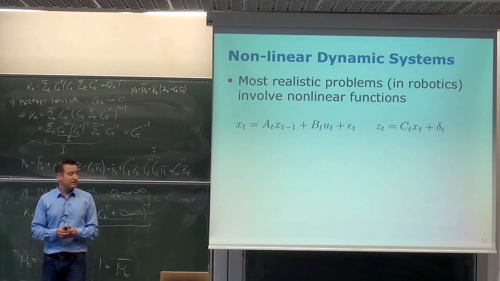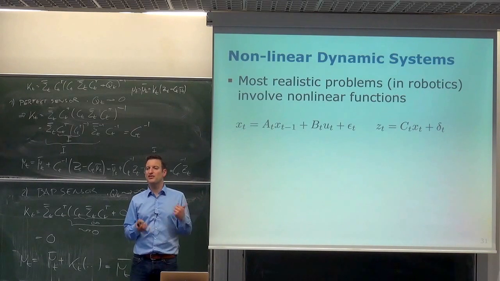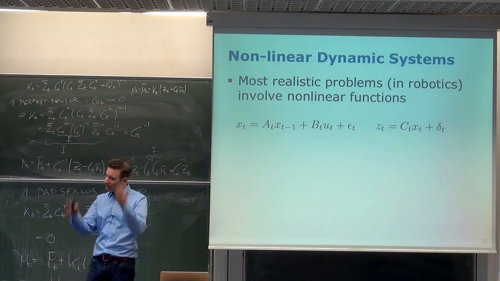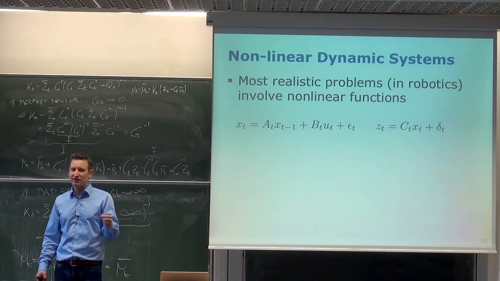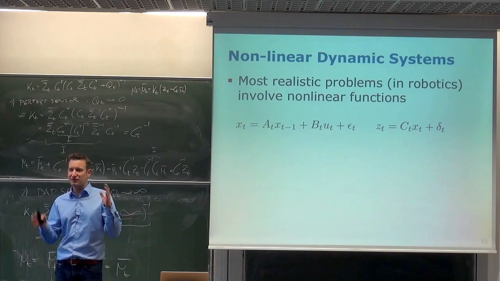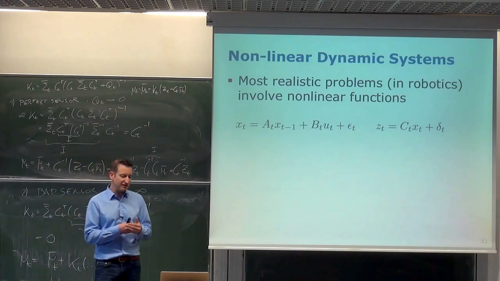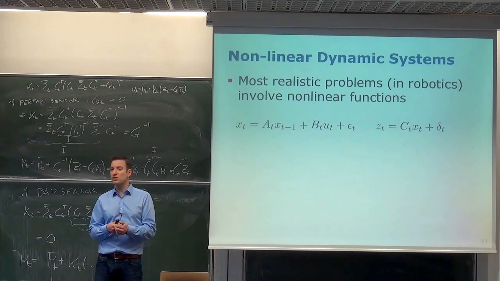The key thing is, in most realistic problems, those models are not linear. My motion is often not linear. I typically have an orientation. So if I model a car, it has an orientation, and the steering angle matters. And as soon as you have angles involved, you typically have sine and cosine functions there, which are not linear. So you leave this linear world assumption. Most systems are actually nonlinear.